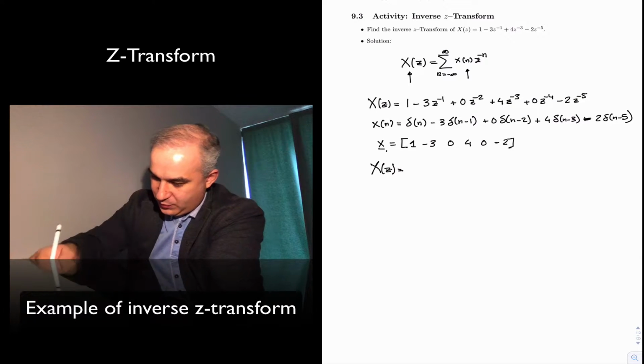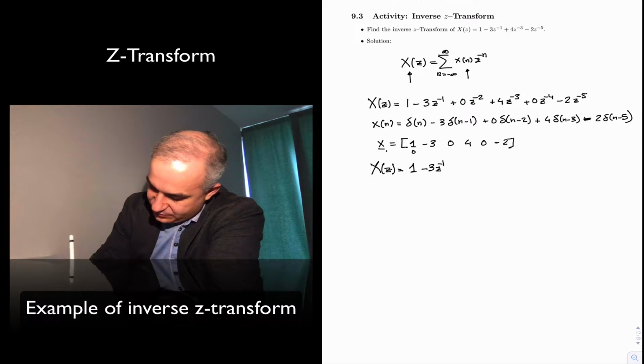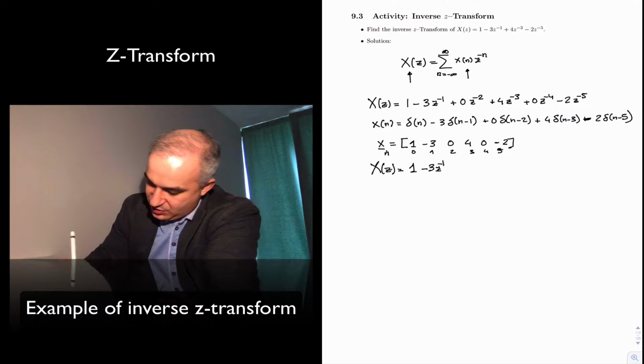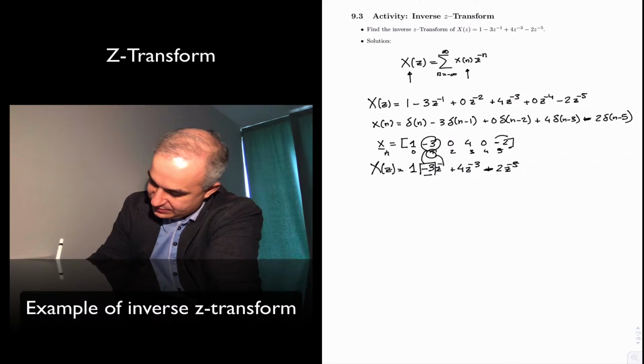So what you see is that when you did the Z transform of this vector x, you came up with what we saw there, 1 minus 3 z to the minus 1. Remember this is 0, 1, 2, 3, 4, 5 in terms of n. What we get is the amplitude and the location, plus 4 z to the minus 3 plus minus 2 z to the minus 5, as you can see here.